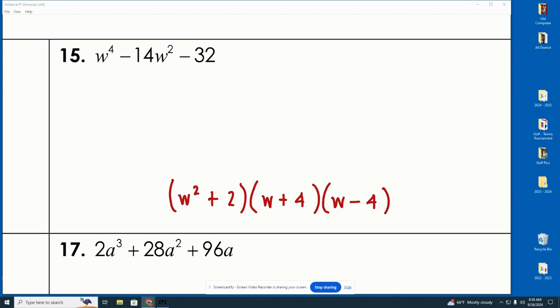First things first. I want to talk you guys through the process again because I feel like that's important. So when you see this particular problem, I hope that you recognize immediately there's 1, 2, 3 terms. We've only talked about factoring 3 terms in 2 ways. One, GCF, which we always check first. Guys, can I pull something out of W to the 4th, 14W squared, and 32? Definitely not. So there's no GCF.